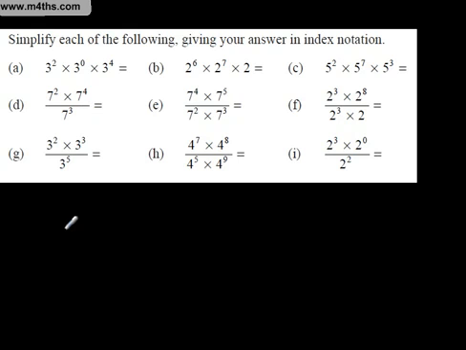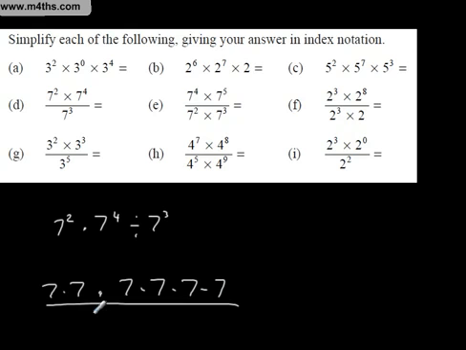We could write that one out as 7 to the power of 2, multiplied by 7 to the power of 4, divided by 7 to the power of 3. If you wrote it out in long form, you'd have 7 multiplied by 7 for the 7 squared, multiplied by 7, multiplied by 7, multiplied by 7, all over 7 multiplied by 7, multiplied by 7. You know these are going to cancel. We can cancel the common factors, and you can see now we're left with 7 to the power of 3 over 1.